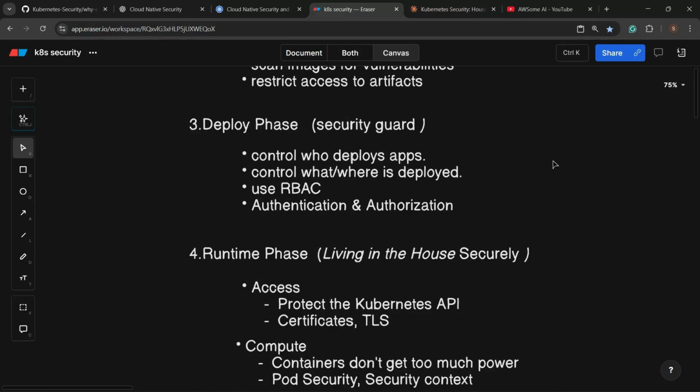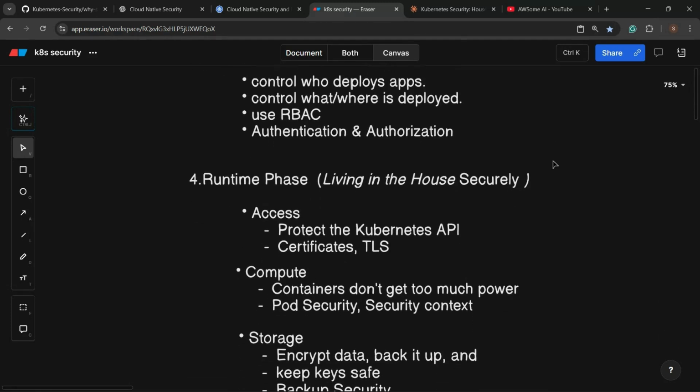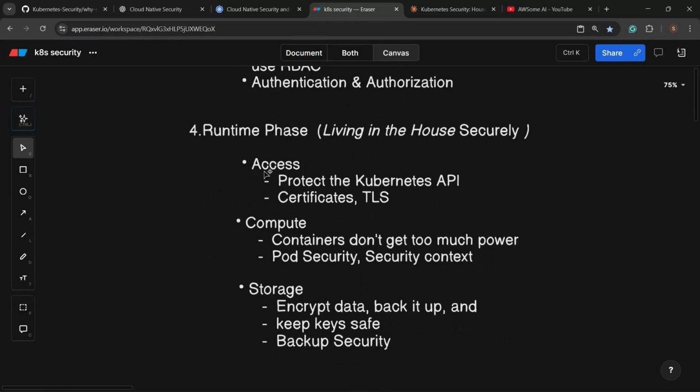Now the next is runtime phase, which means living in the house securely, which means when multiple users are accessing your application inside your cluster, your application is completely secured. So in this phase we have three different parts: access, compute and storage.